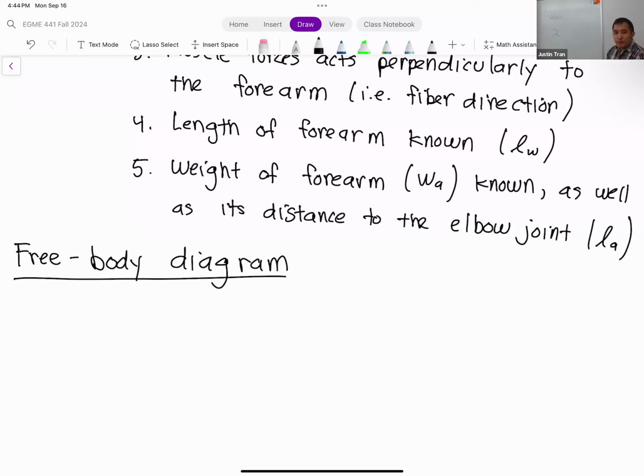So remember, this is a free body diagram of a rigid body. So we're not going to draw just a point mass here. The actual dimensions of the body that we're considering is going to play a role because we need to sum moments as well.